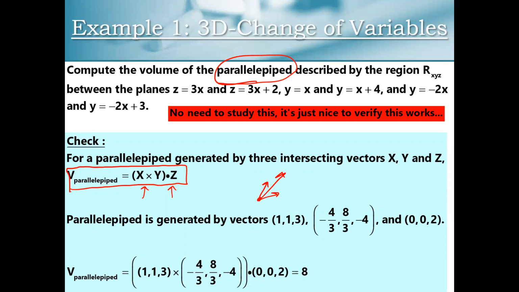You don't need to know that formula. Don't study it for the quiz. Don't study it for the midterm. It's just a nice way to verify that 8 is a correct answer. So what I did is I just took these equations and I figured out 3 vectors that define my parallelepiped. And then I just plugged those vectors in whatever order I chose. Doesn't matter the order. I think I chose 0, 0, 2 for this last one just because it's nice to dot product with 0, 0, 2. Just makes that final calculation a little bit nicer. And then you get 8.